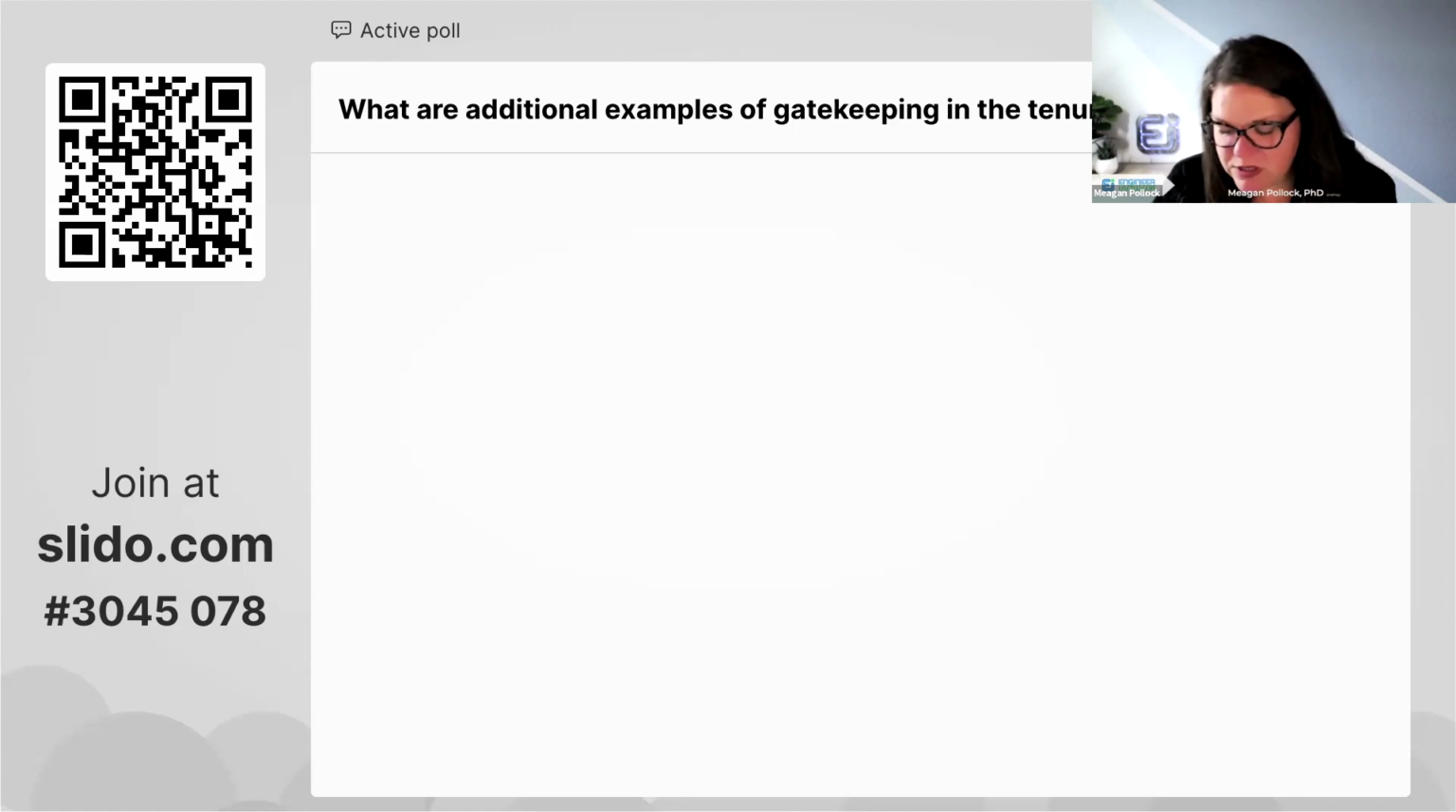What else? What are some other gatekeeping examples? If you haven't done the tenure review process, that's fine. Think of just other gatekeeping examples within the institution.